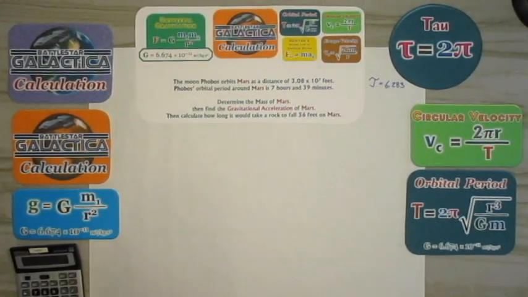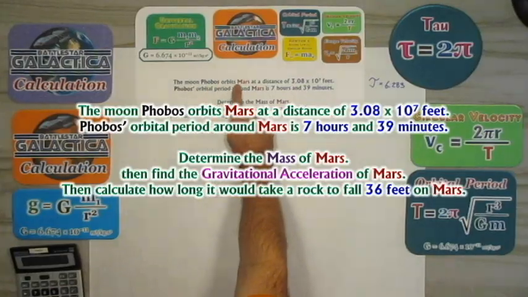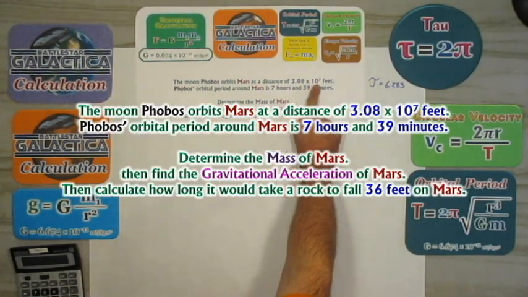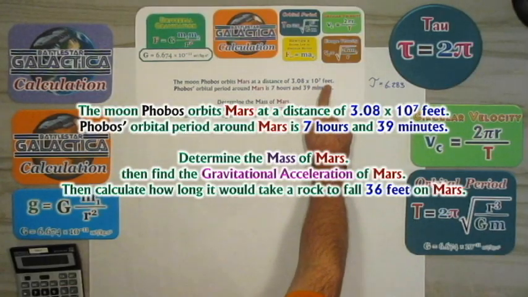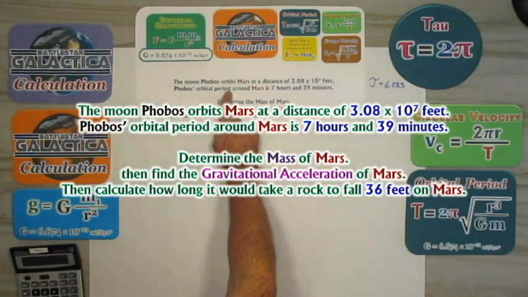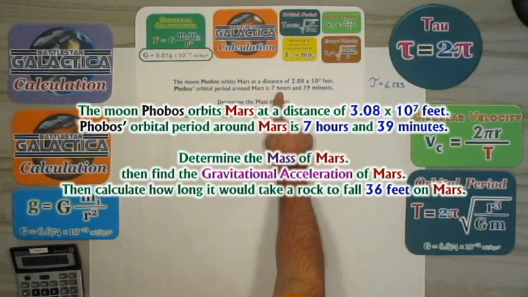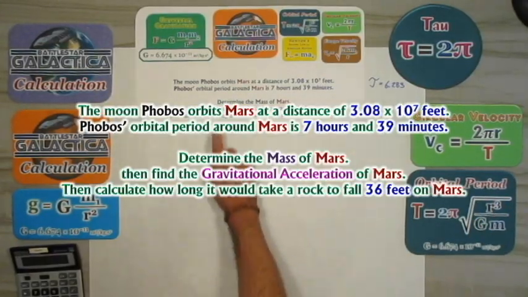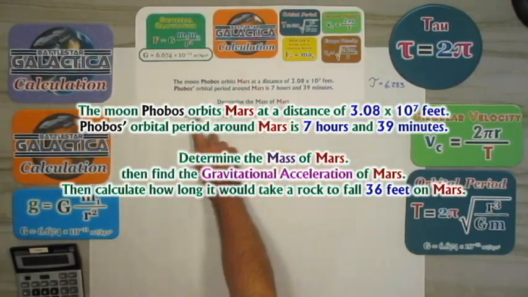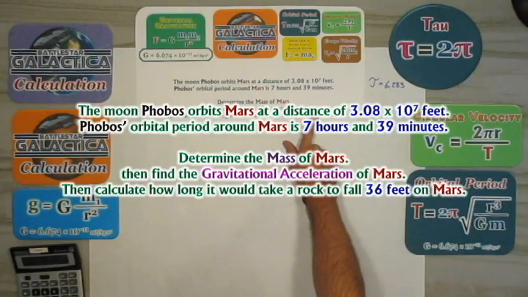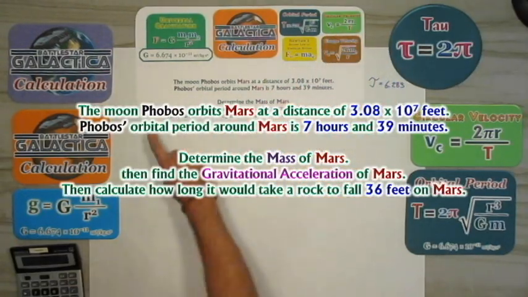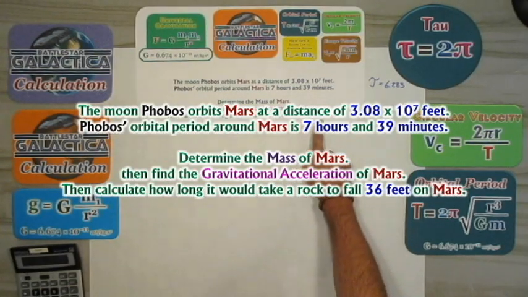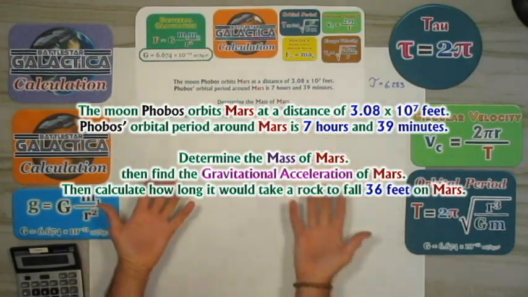So here we go. The moon Phobos orbits Mars at a distance of 3.08 times 10 to the 7th feet. Phobos' orbital period around Mars is 7 hours and 39 minutes. Okay, like Donnie Darko. Determine the mass of Mars, then find the gravitational acceleration of Mars, then calculate how long it would take a rock to fall 36 feet on Mars. Isn't it cool that we can do that?